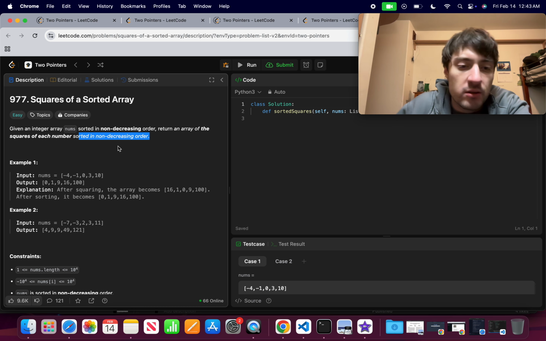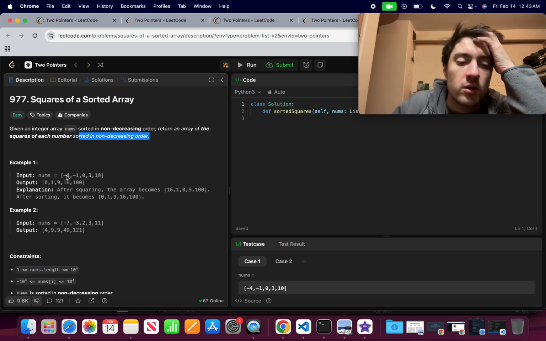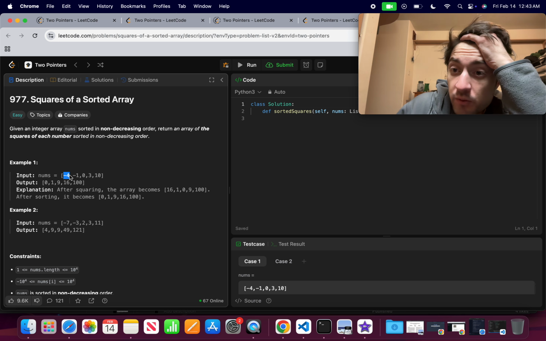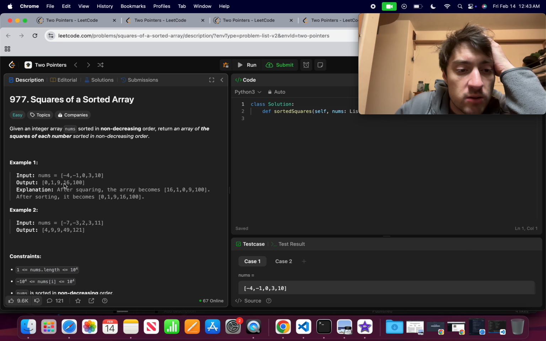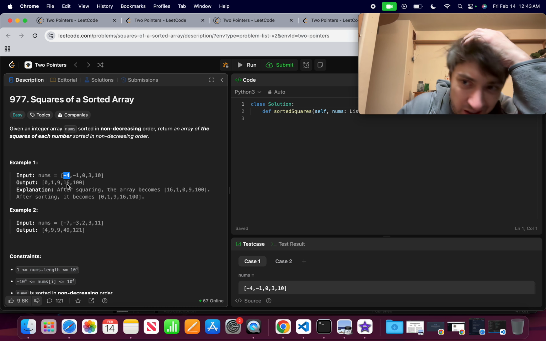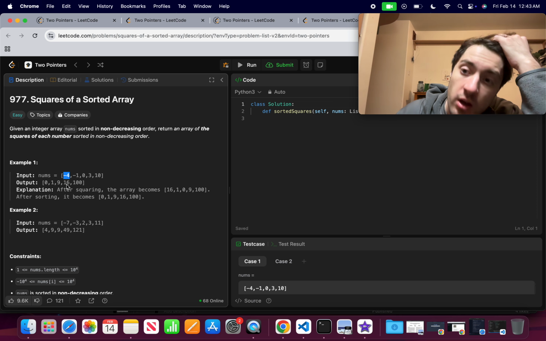Oh, I see why that's a little bit more difficult. We can have negatives. So we have negative 4, and negative 4 times negative 4 is positive 16, right? And that's right here. But initially it was at index 0, and now it's at index 0, 1, 2, 3. So the index changed. It's not a one-to-one linear mapping. Darn.